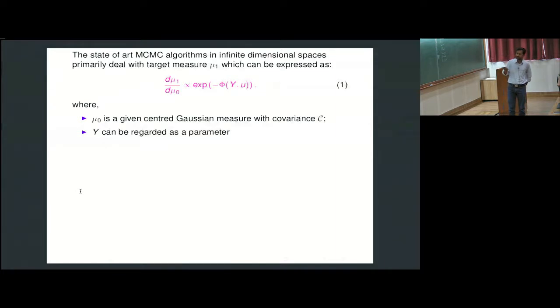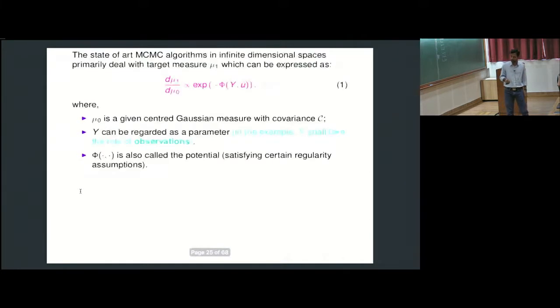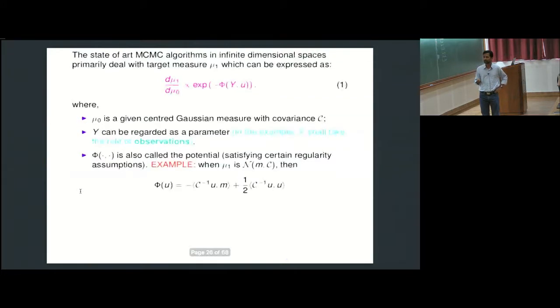I have mentioned it here in this form, but if you remember in Professor Moline's talks on Langevin dynamics, there was no y, it was only u. y is just a parameter. In Bayesian inverse problems, y is basically the observation, so it just comes in as a parameter. And just as a language, phi is also called the potential. And if you just want to take a simple example, when the target measure itself is also a Gaussian with a shifted center, then this is the potential.